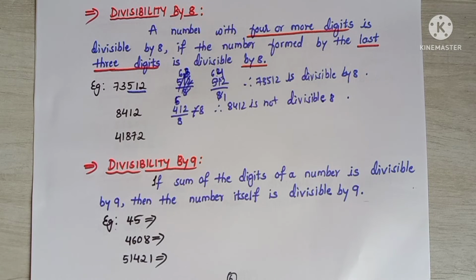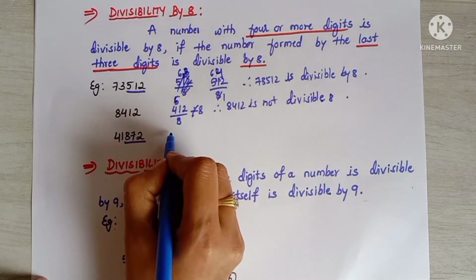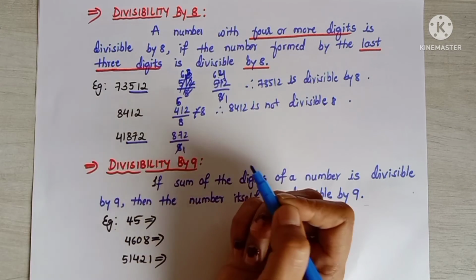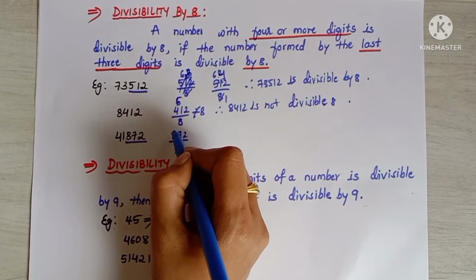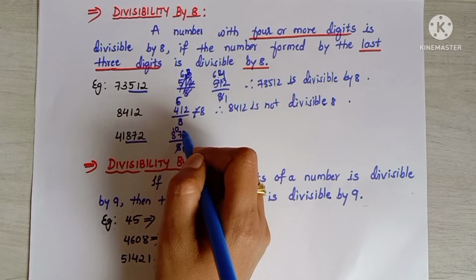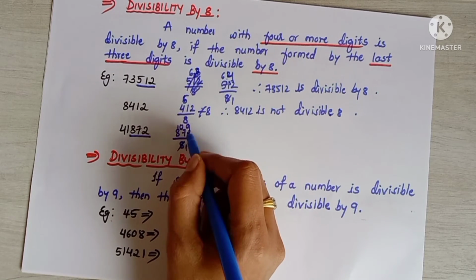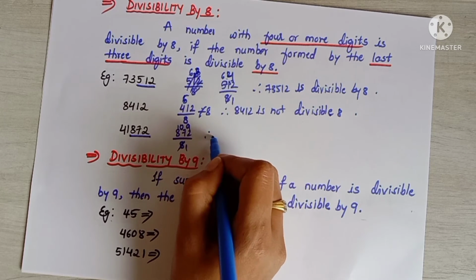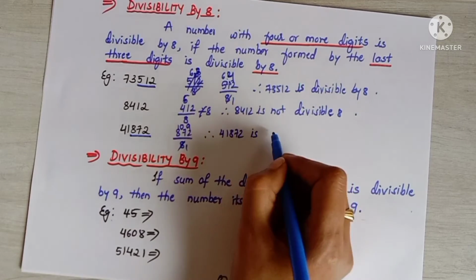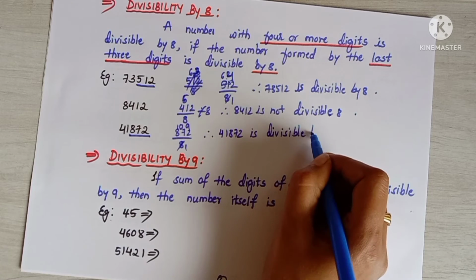Let us take another example. 41872. Let us check whether it is divisible by 8. We have to take the last 3 digits, that is 872. Divide by 8. 8 ones are 8, 8 tens are 80, we are left with carry 7, this will be 72. 8 nines are 72. Therefore, it is divisible by 8. It means that the whole number, that is 41872, is divisible by 8.